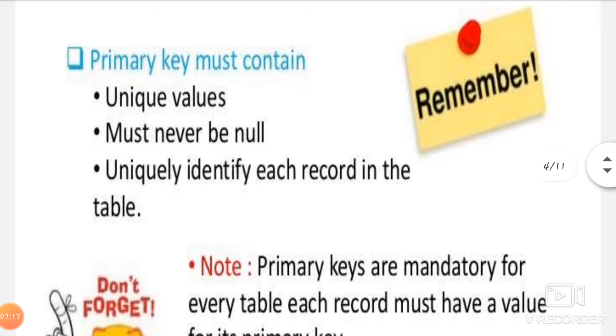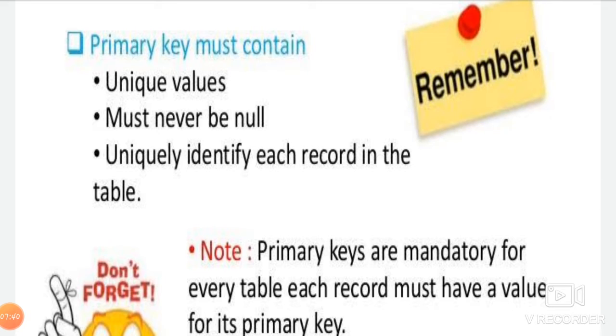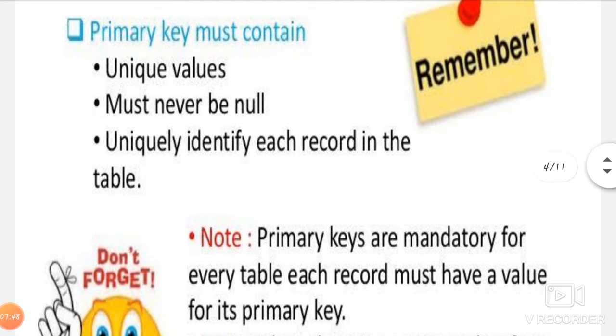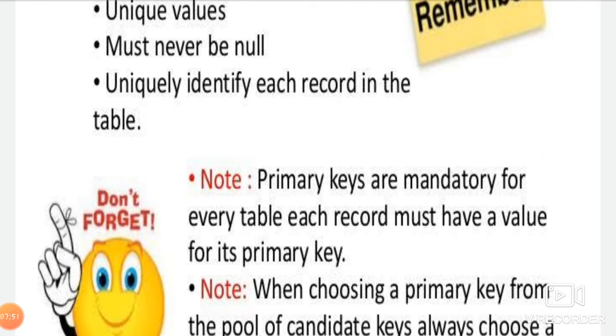Now look at this. A primary key must satisfy three points. The first point, it should have a unique value. The second one, it should not be null, okay? And the third one, it should identify each record in the table uniquely. These three are the main important points of a primary key. And friends, please make a note, primary keys are mandatory for every table.